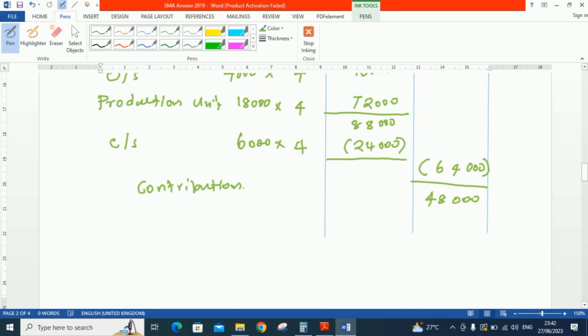Then we need to deduct the fixed cost. Fixed cost is 30,000 as per the question paper. So the net profit is 18,000.